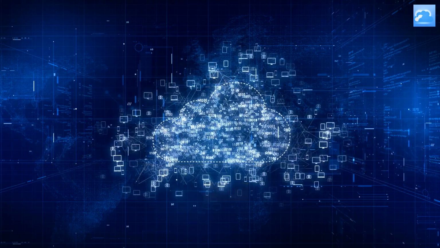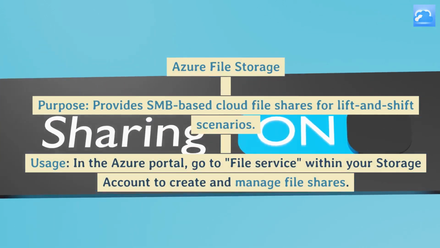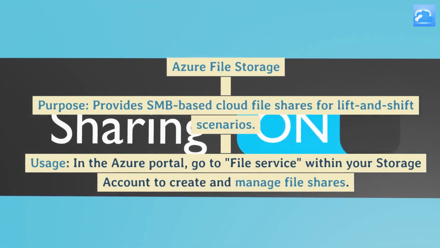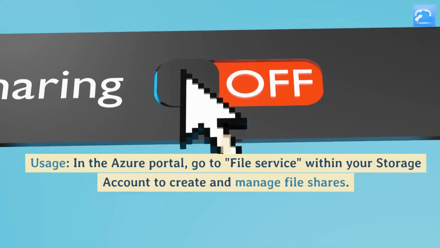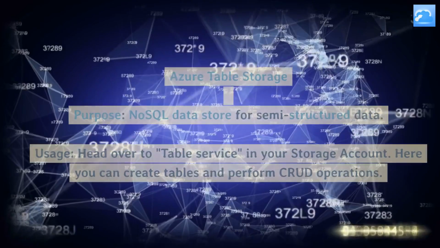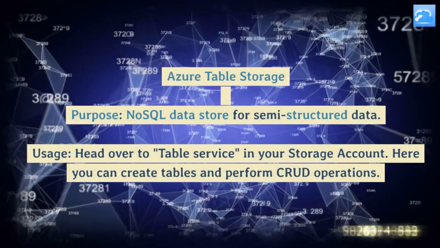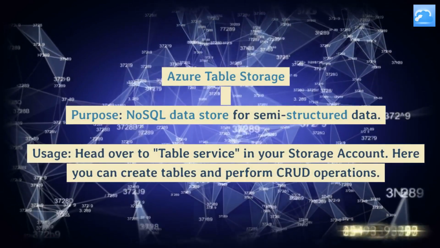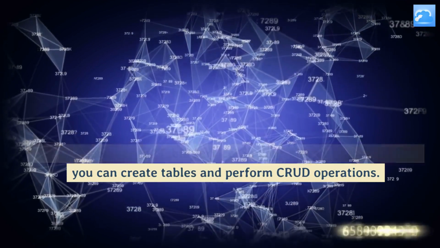Azure File Storage purpose: provides SMB-based cloud file shares for lift and shift scenarios. Usage: in the Azure portal, go to File service within your storage account to create and manage file shares. Azure Table Storage purpose: NoSQL data store for semi-structured data. Usage: head over to Table service in your storage account. Here you can create tables and perform CRUD operations.